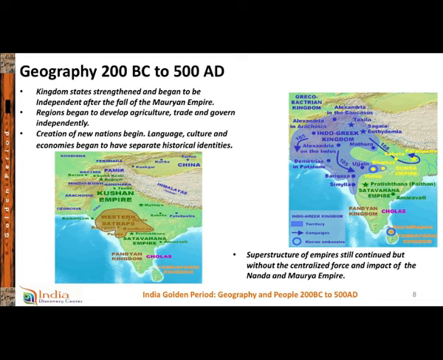Now I want to come to still geography, but also involved with empires and people. So by 200 BC to 500 AD, the Maurya Empire had fallen. And so now different kingdoms came into play in different areas. So kingdom states came into being and strengthened and began to be independent after the fall of the Roman Empire. Regions began to develop agriculture, though agriculture was already existing, but also perfecting it, trade and governed independently. Creation of new nations begins, language and culture and economies begin to have separate historical identities.